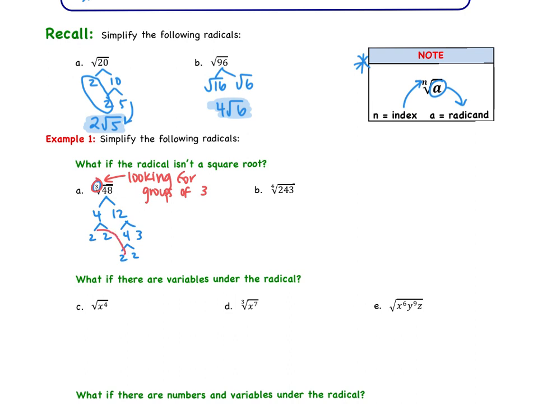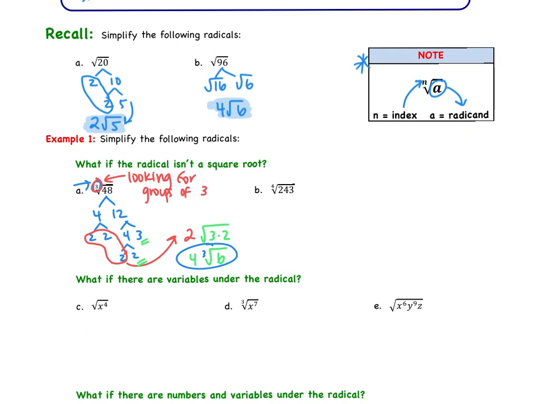So I have these three 2s, which tells me that a 2 goes outside the root. Then I have this 3 and this 2 left over, which go underneath the root. So this is 2 times the cube root of 6. Now what we need to be very careful of is that this is a cube root, like we had in the beginning. So that is our final answer.